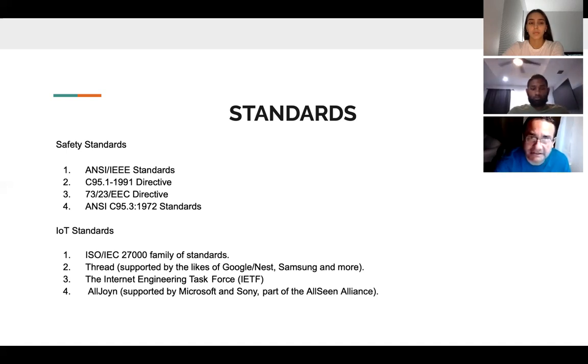The safety standards we can describe in our project are following the regulations of the ANSI C95 directive, directive 7323 from the electrical engineering policy, and also following all other standards like the IoT standard, which are the ISO family standards, some other manufacturer standards, and all kinds of policy that can prevent any damage to our project.